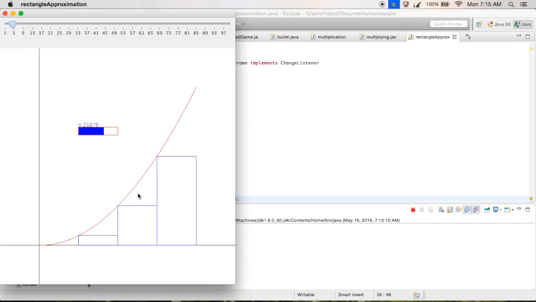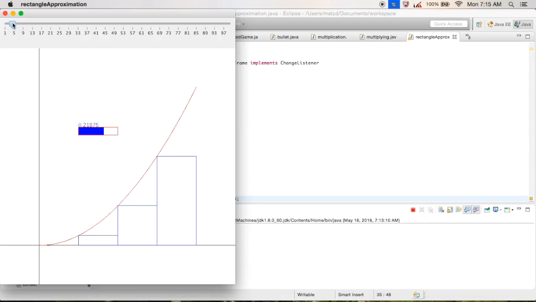And so the actual area under this curve, x squared from 0 to 1, is 1/3. But these rectangles only have like 0.22 area covered. So they only have like maybe 2/3 of the area covered. There's still this part that's not covered by the rectangles.